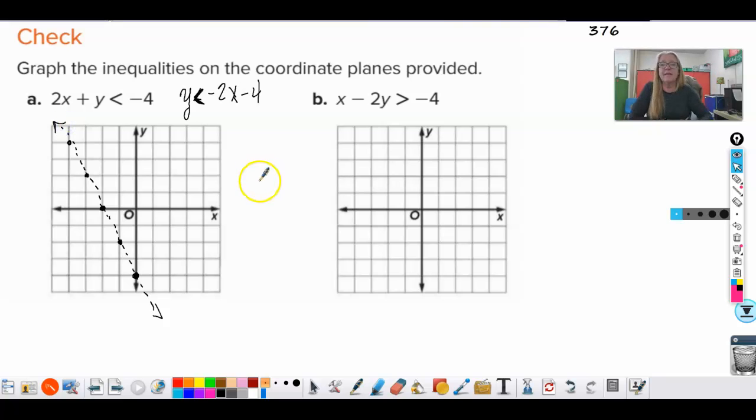Okay. Now I need to know what side of the line am I going to shade. Well, 0, 0 is available for this one. So let's put 0 in for y and 0 in for x. Oh, that was -4.